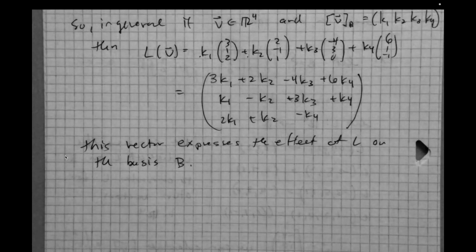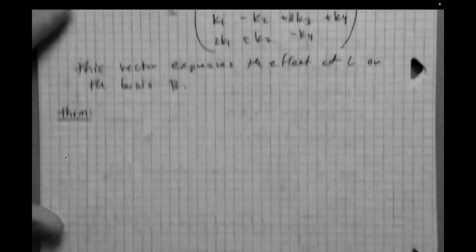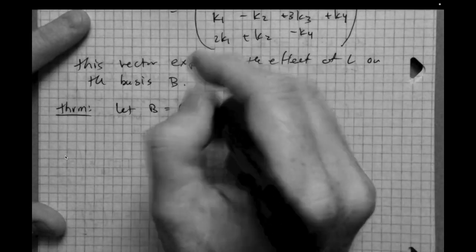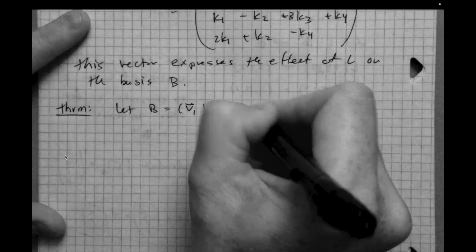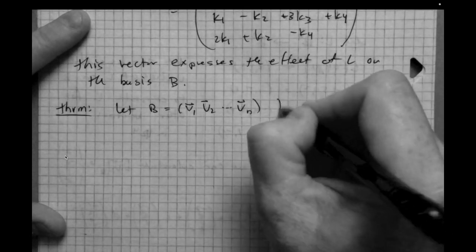Okay, and so this example is really illustrative of the next theorem. Frequently the theorem will come first, and then you do an example. In this case, we kind of built up the idea of the theorem in this example. And so let's state the theorem that we just used. So we'll let B equal {v1, v2, ..., vn}, and this is going to be an ordered basis for a vector space V.